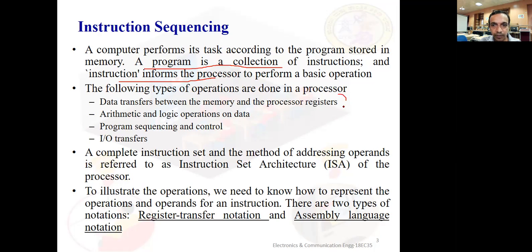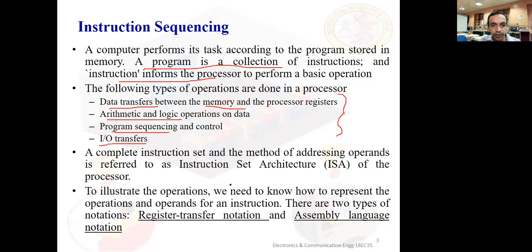And what types of operations are generally done in a processor? It's data transfer between memory and processor registers, or arithmetic and logic operations on the data, program sequencing and control. What is that? We'll discuss. And then, of course, I/O operations, like you want to print something on a monitor, or you want to read from a keyboard or from a sensor. Any such kind of I/O operation. So these are the four basic types of operations performed in a computer, right?